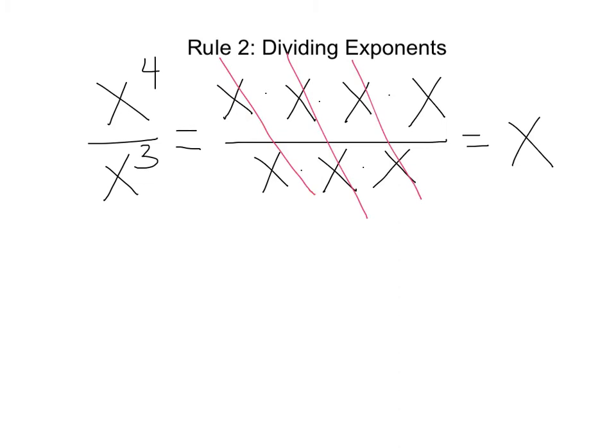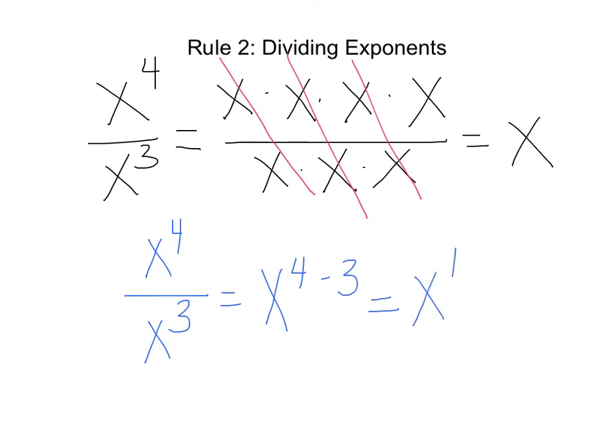Okay? So that means the rule is that if we have x to the fourth divided by x to the third, this is the same as x to the 4 minus 3 power. 4 minus 3 is x to the first. And you know from our rules from last video that anything to the first power is just itself. So what we just proved is that when we're dividing exponents with the same base, we can just subtract. So 4 minus 3 is 1. We simplify even further and we get x.